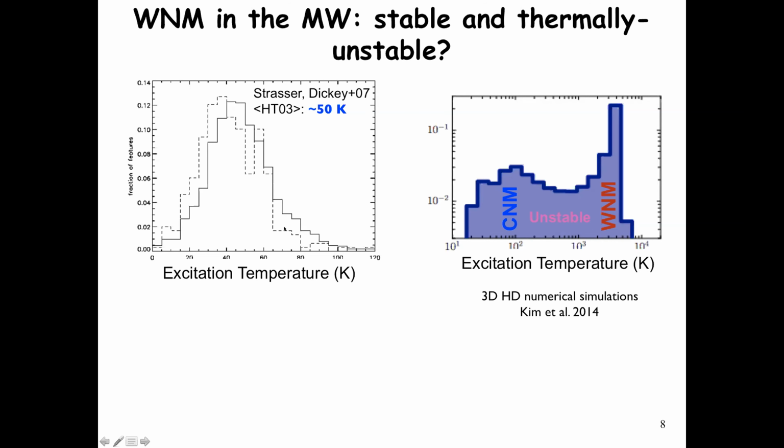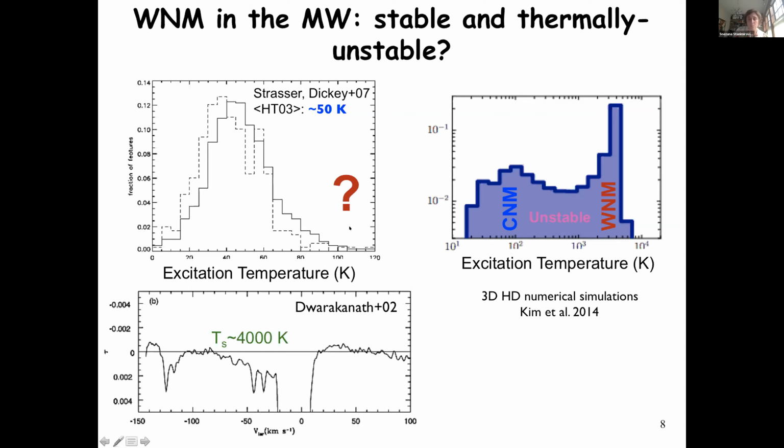One thing you notice right away is that observations are missing anything essentially warmer than about 100 Kelvin, and that's where we expect the warm neutral medium to be. So warm neutral medium has a low optical depth. To detect it in absorption, we are really looking at essentially line wings, so very, very weak absorption lines, and those are hard to obtain. They require a lot of observing time.